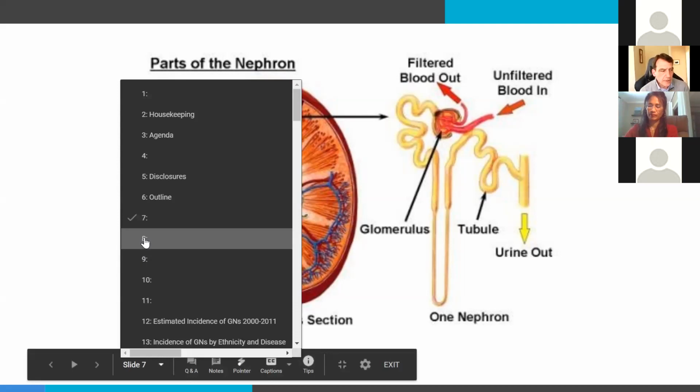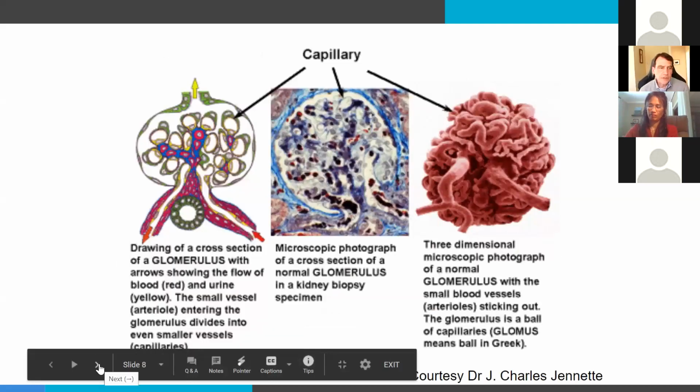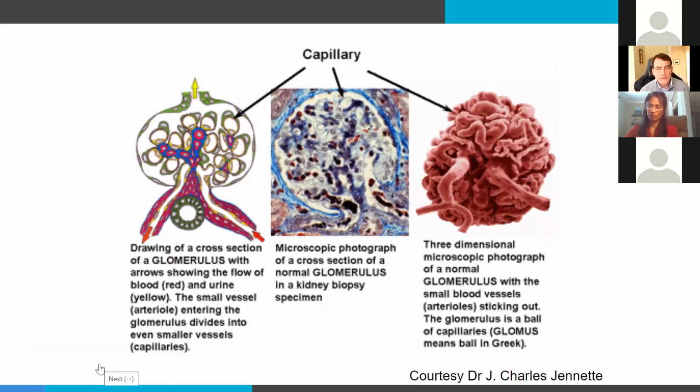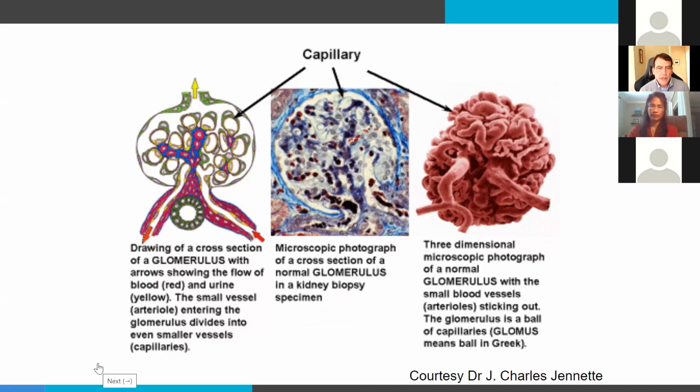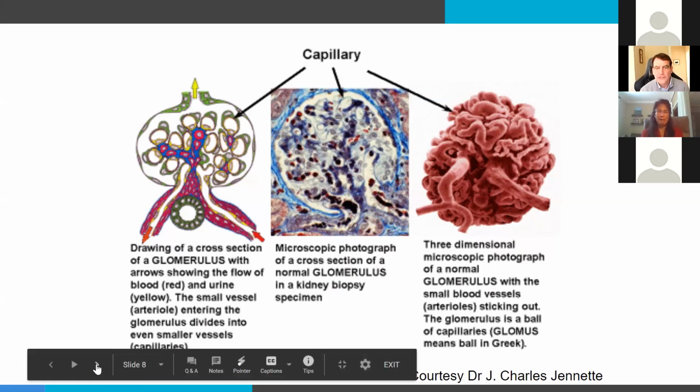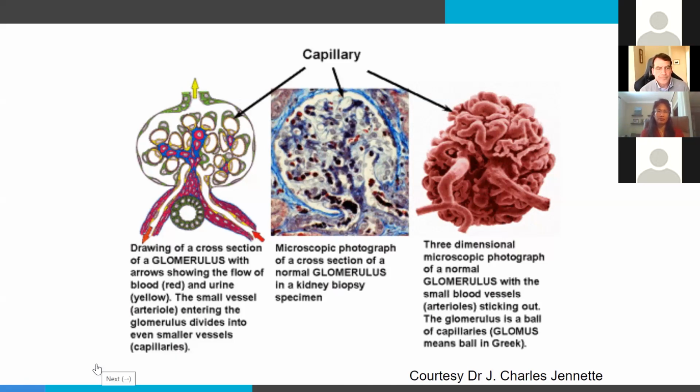Next slide. So if we now focus on what the glomerulus is, on the right-hand panel, you have a three-dimensional picture of what the glomerulus or what the filter is and how it is constituted. But what this filter is really is tiny capillary blood vessels that go round and round, and through the walls of those capillary blood vessels is the actual filtering system of the glomerulus.